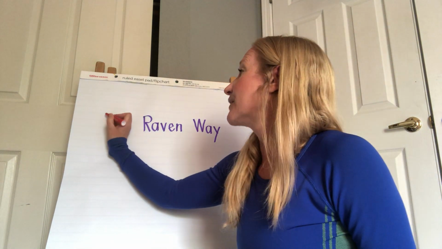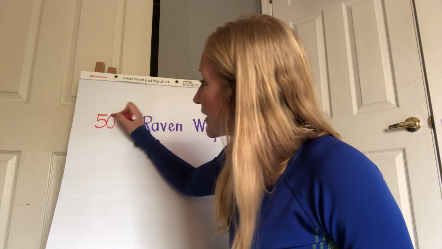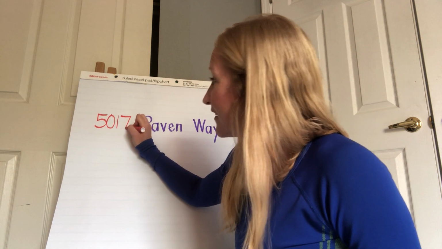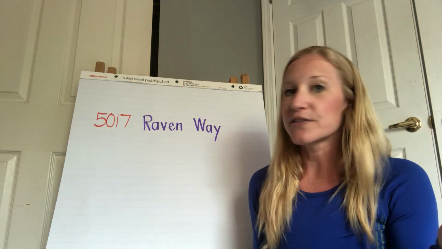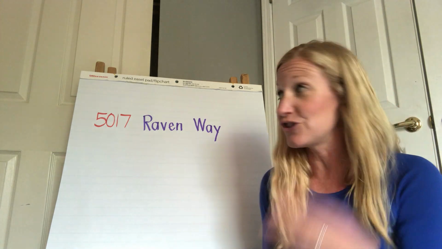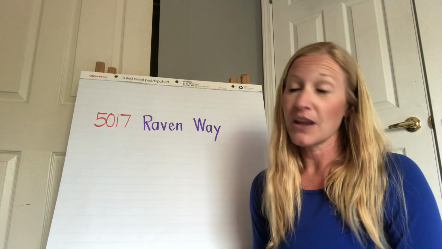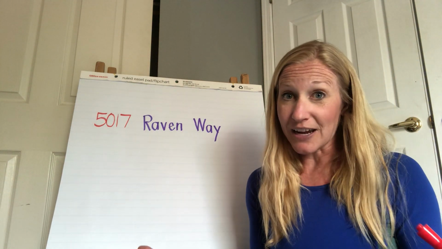So my house number is 5017. My house number happens to be 4 digits long. Your house number might not. It could be 1 digit, it could be 2 digits, it could be 3 digits, it might even be longer than this. So this is just my street, and that's great.